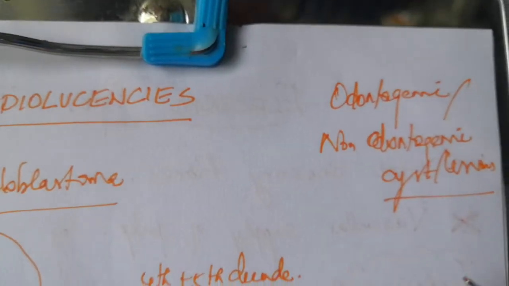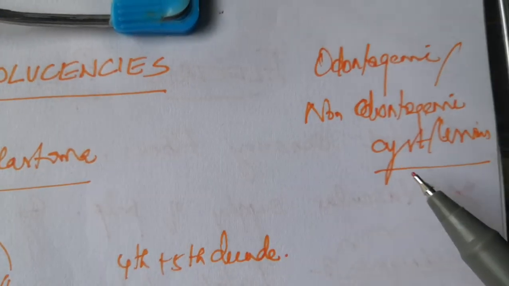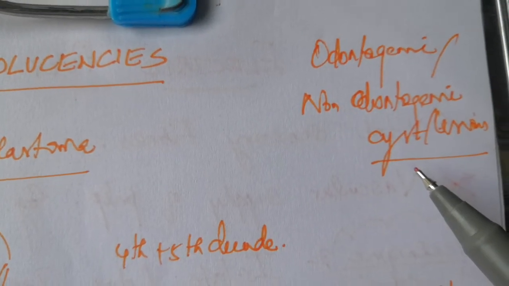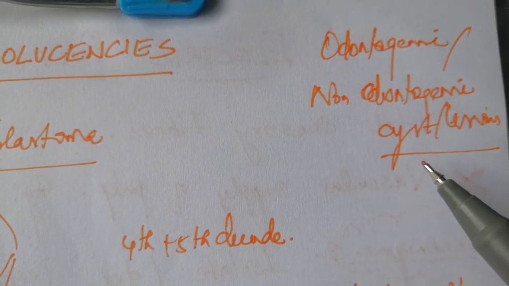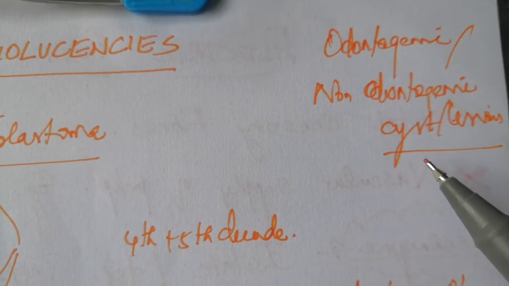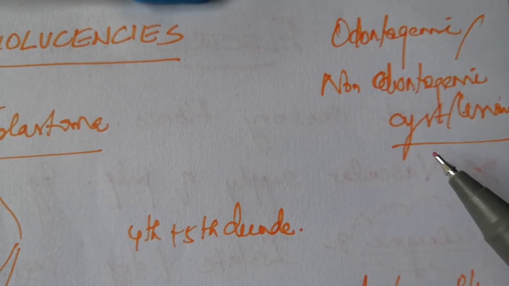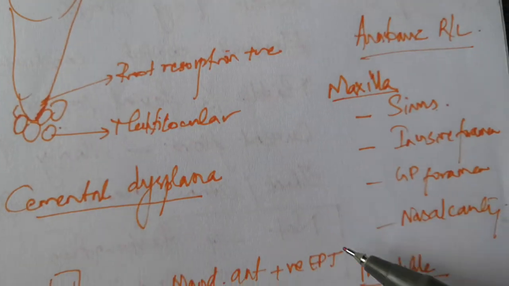Then, it may be an odontogenic or non-odontogenic cyst or lesion. Okay, do not think in only one aspect, you have to think in multiple aspects. Differential diagnosis has to be made. After that, you have to make a definitive diagnosis.